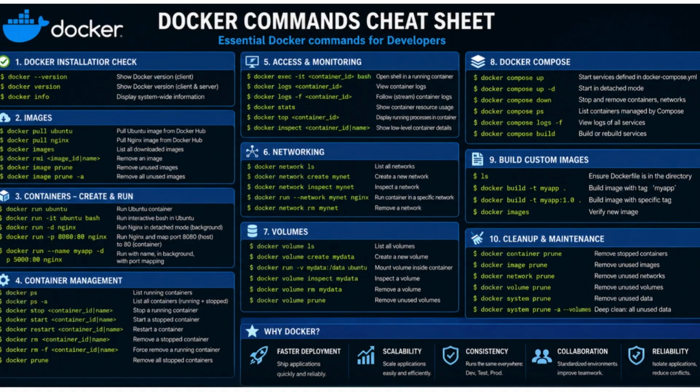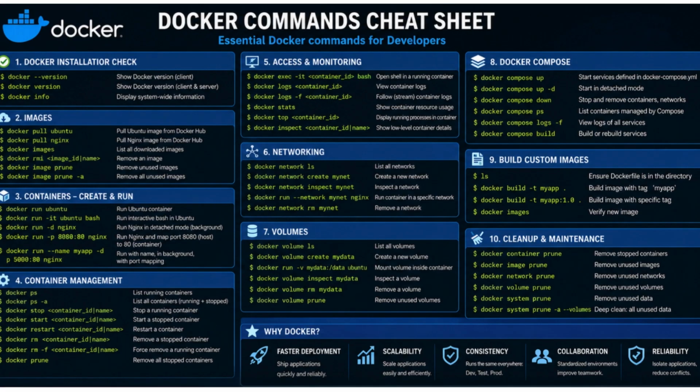Some of the most commonly used Docker commands are essential for managing images, containers, networks, and volumes. To check whether Docker is installed correctly, developers use commands like docker --version, docker version, and docker info. Images can be downloaded from Docker Hub using commands such as docker pull ubuntu or docker pull nginx, while all downloaded images can be viewed using docker images. Containers are created and managed using commands like docker run, docker ps, docker stop, docker start, and docker rm.